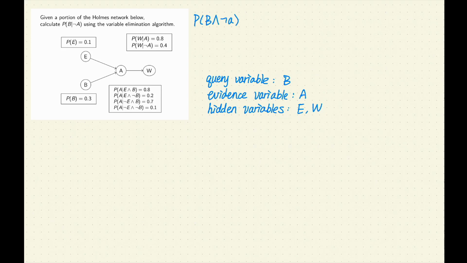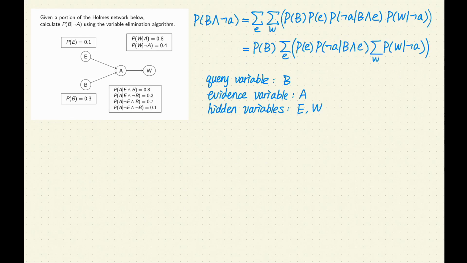To do this, we can start by calculating the joint probability using the Bayesian network, and then sum out the hidden variables E and W. To make this more efficient, we can move the summations to the right until they only contain the variables being summed over. This final expression is what we're going to calculate using the variable elimination algorithm.